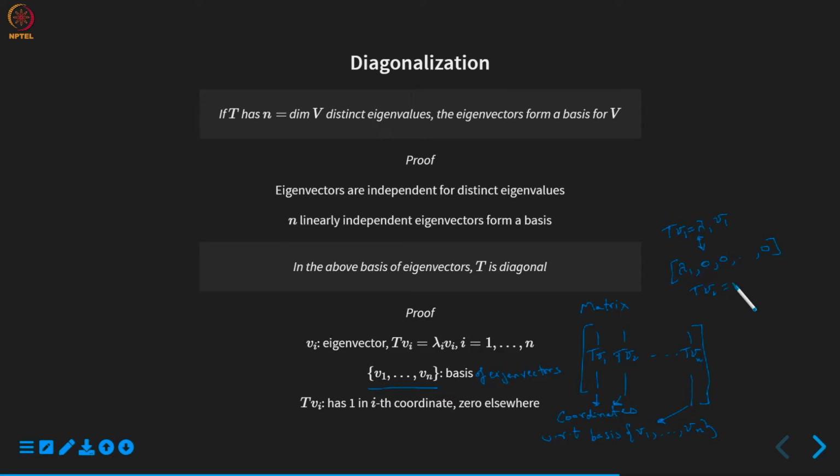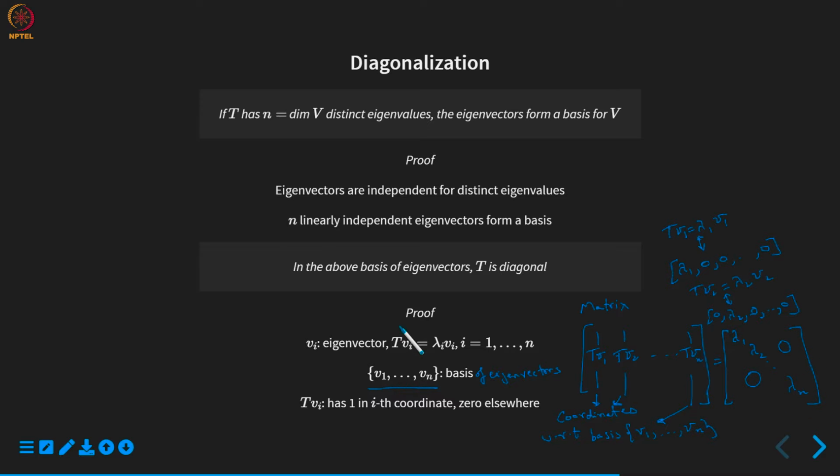So, notice once again, Tv2 is lambda 2 times v2. So what are the coordinates of lambda 2 times v2 in the basis v1 to vn? This will simply give you the coordinates 0, lambda 2, 0, so on. Now when you write these coordinates down as columns, you get the matrix corresponding to T in the basis v1 through vn, and that is simply a diagonal matrix. So it's very easy to see why, if you have distinct eigenvalues, you will have a basis of eigenvectors.